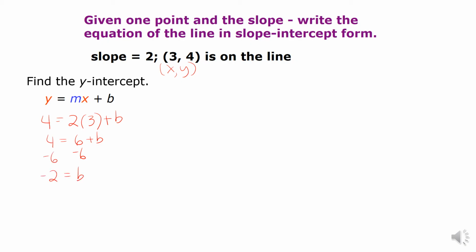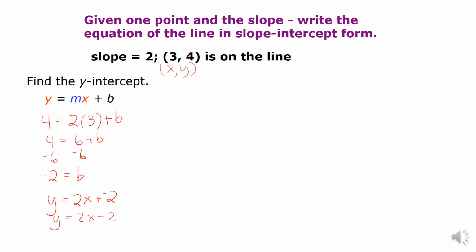Now you're not done there. You have to go back and write the equation. So my equation is y equals my slope times x plus negative 2, or just minus 2. Okay? So it could be written either way.